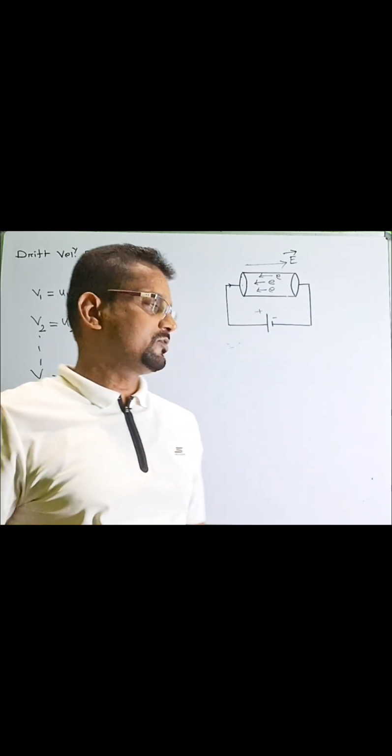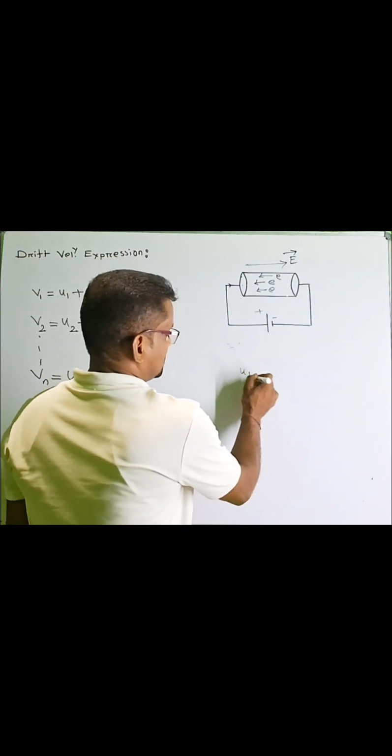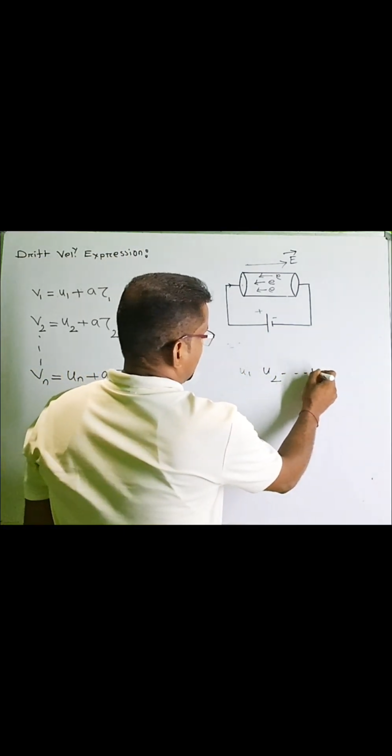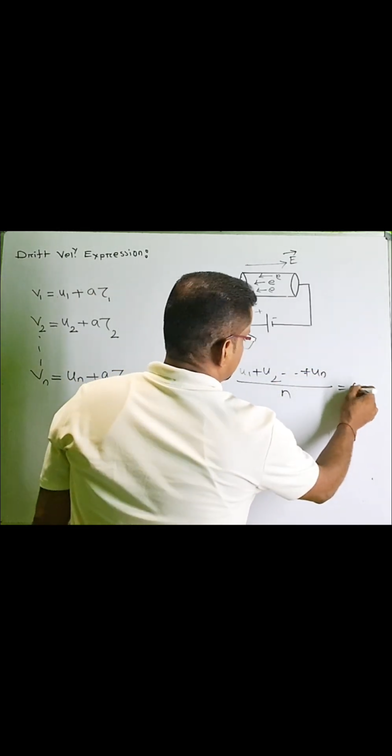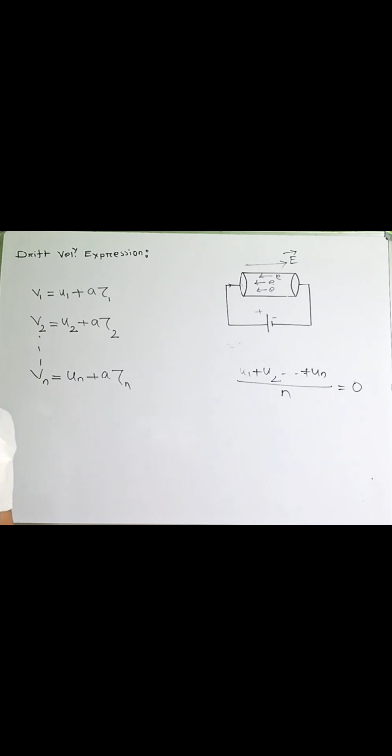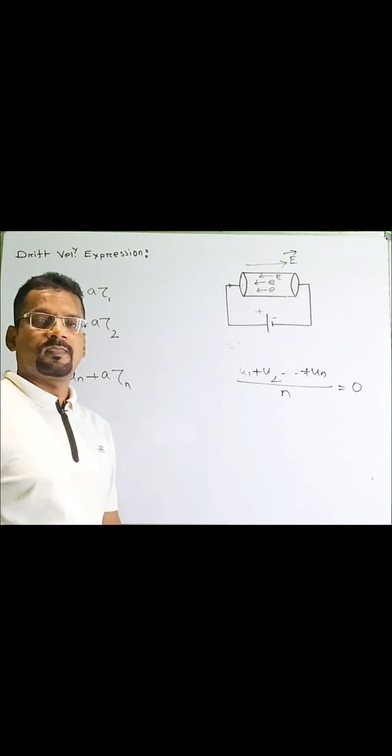The first electron has thermal velocity u1, the second u2, and so on. Another electron has thermal velocity un, but the average thermal velocity is always 0. So this is known to us.